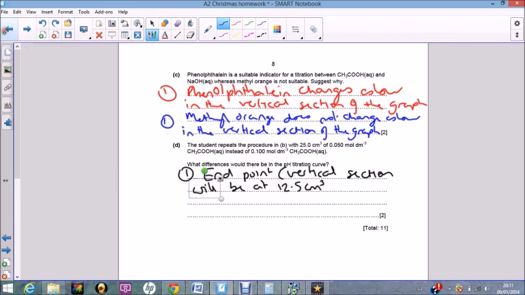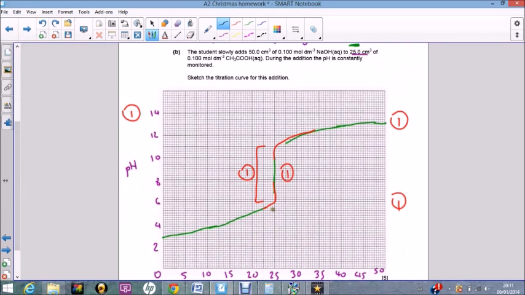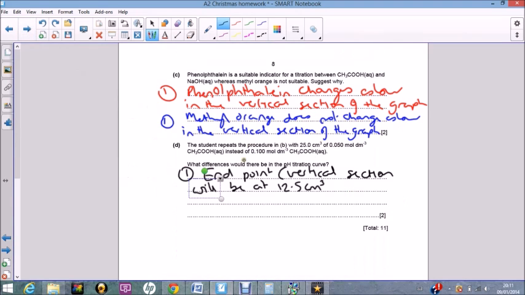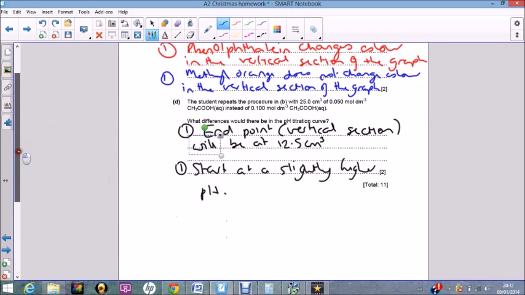Okay, if you think back to the graph on the previous page, we put the vertical section at 25 because that was the amount of ethanoic acid. If we're halving the concentration of it, then it's going to end half as soon. And the second mark for saying that it's going to start at a slightly higher pH. Okay, the ethanoic acid that we're using is weaker, therefore it's not going to be as acidic, so it's going to have a higher pH. Total for this question is 11.